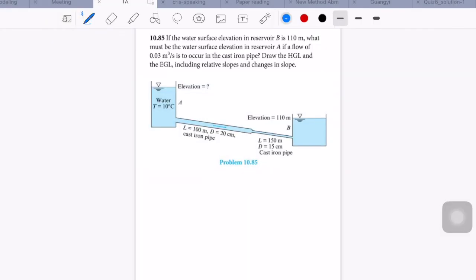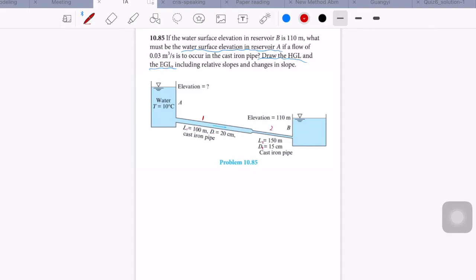For the last problem, we need to find the water surface elevation in reservoir A, and we also need to draw the HGL and the EGL. And the method is very similar to the previous one. But first we should, this is pipe 1, and this is pipe 2.